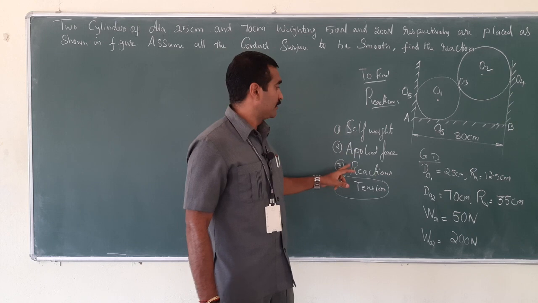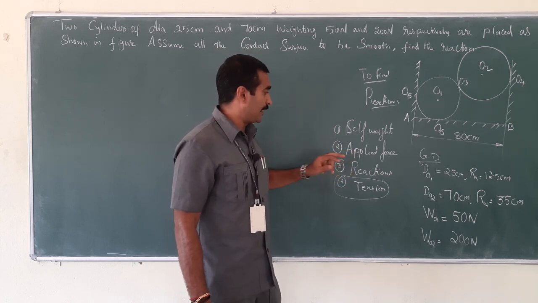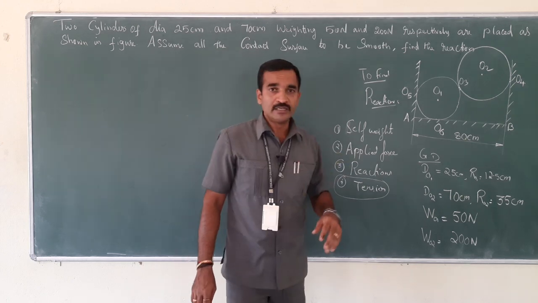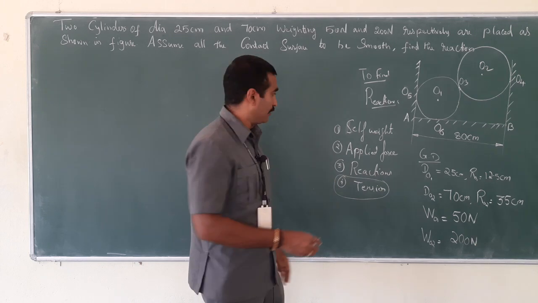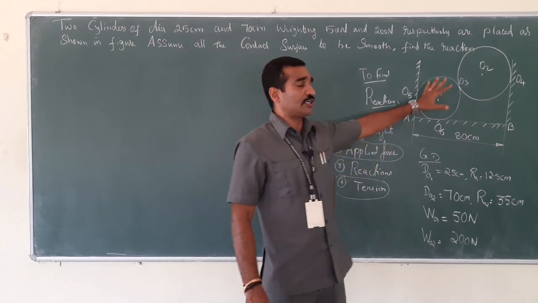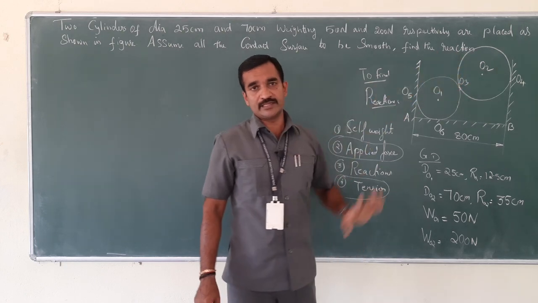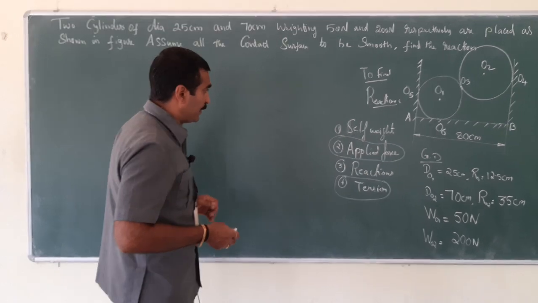Only these three forces: the first one is self weight, the second one is applied forces, and the third one is reactions. Here, as such, there is no applied force, so this can also be eliminated. Only the self weight and reactions would act on these cylinders. Right. Let me draw the FBD.